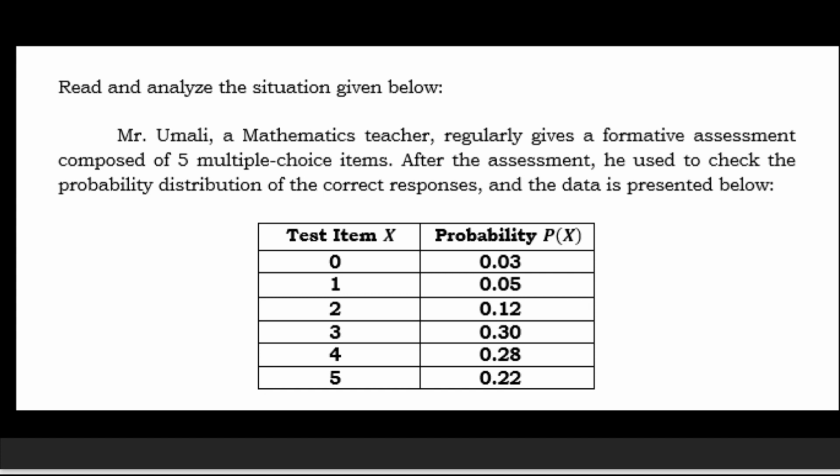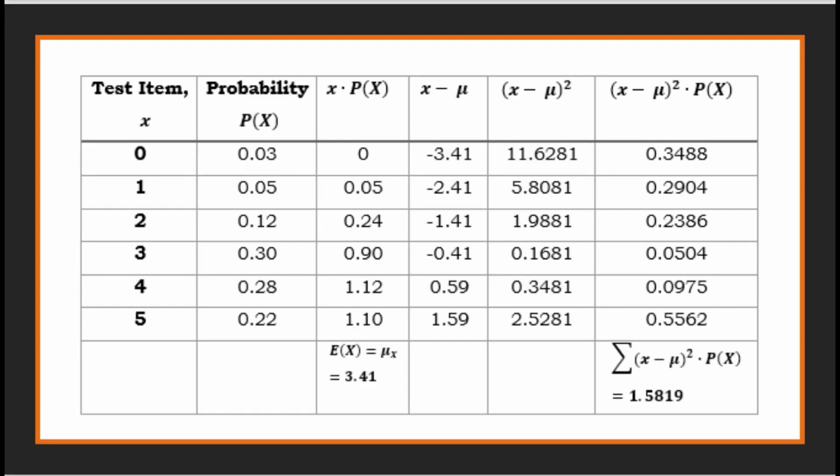Okay? Now, for our solution, again, given the 2 columns, let's add the third, fourth, fifth, and sixth columns. The third column is simply the product of x and p of x. That's now 0 times 0.03 is 0. 1 times 0.05 is 0.05. 2 times 0.12 is 0.24. 3 times 0.30 is 0.90. 4 times 0.28 is 1.12. And 5 times 0.22 is 1.10. Summing this up, we have now the expected value, or mu sub x, which is equal to 3.41. 3.41 is our mean or the expected value.